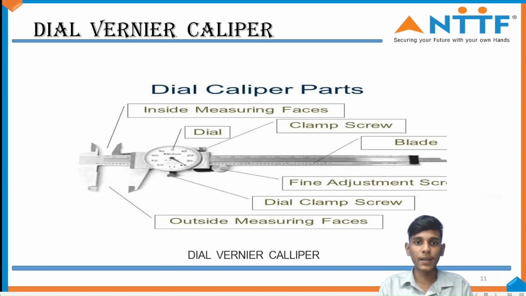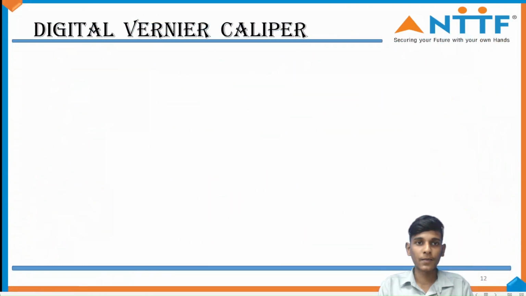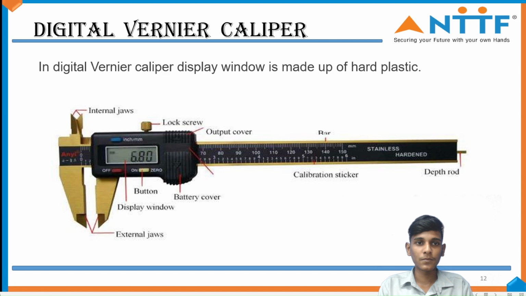Dial vernier caliper. These are the parts of a dial vernier caliper: inside measuring face, dial, clamp screw, blade, fine adjustment screw, dial clamp screw, outside measuring face. Digital vernier caliper. In a digital vernier caliper, the display window is made of hard plastic.